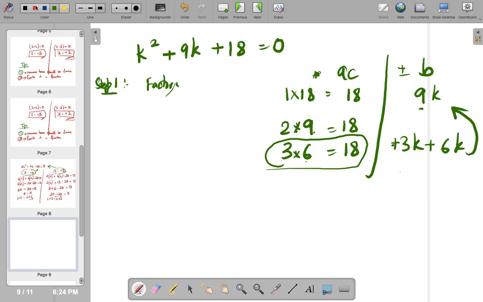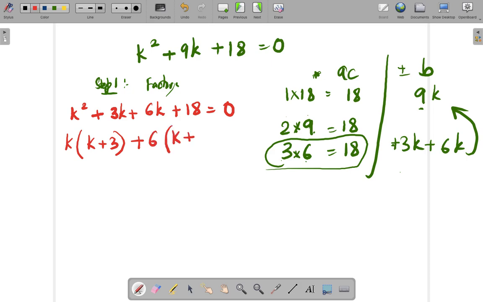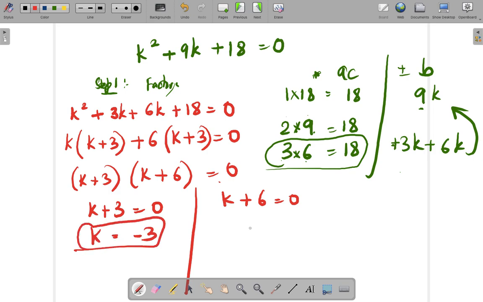Let me write it here. So k square plus 3k plus 6k plus 18 equal to 0. Take k outside here: k into k plus 3, plus 6 into k plus 3. Take the common terms here. K plus 3, k plus 6 equal to 0. Equate it to 0 now. K plus 3 equal to 0. K plus 6 equal to 0. So k equal to minus 3. K equal to minus 6.